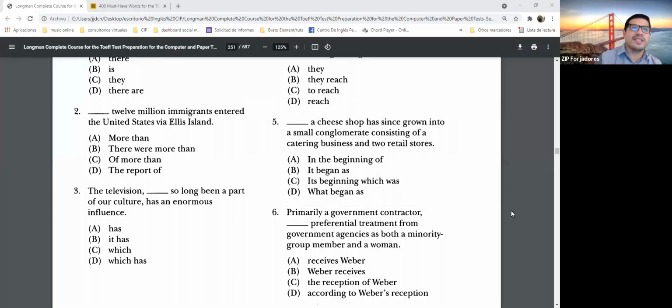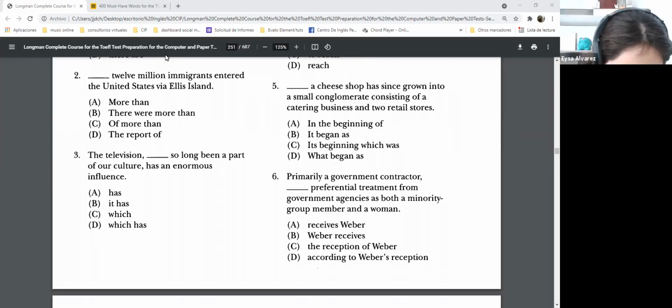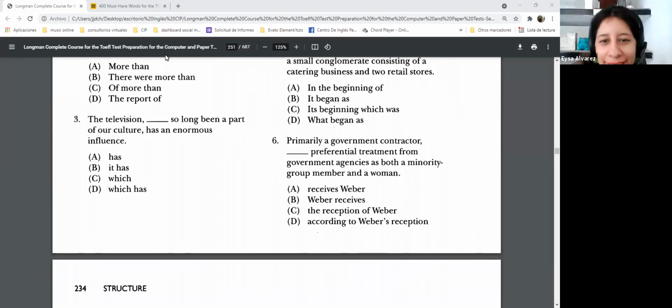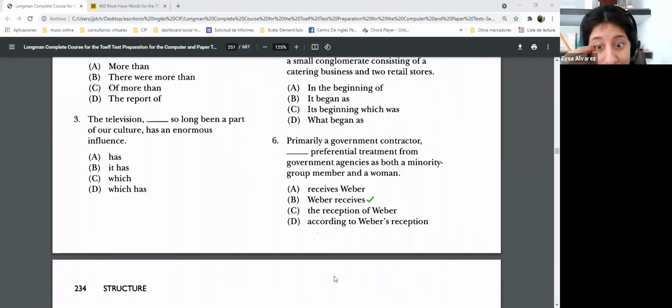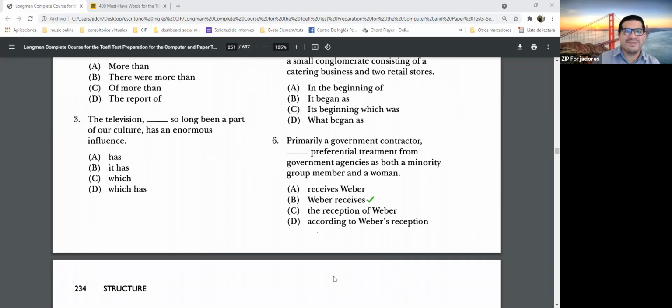Number six, I chose letter B. Very good. Excellent. It was because we have a comma, and we need a subject and an action. That's why I chose that one. Very good. Excellent. It's the only one that has subject and action.